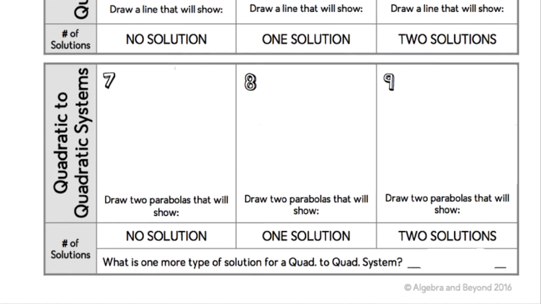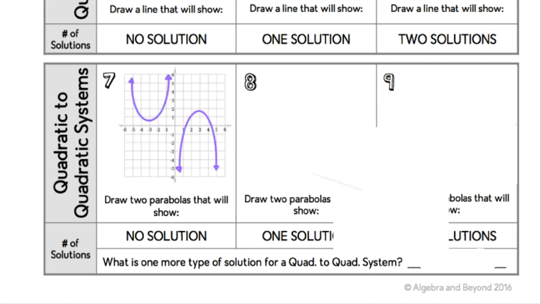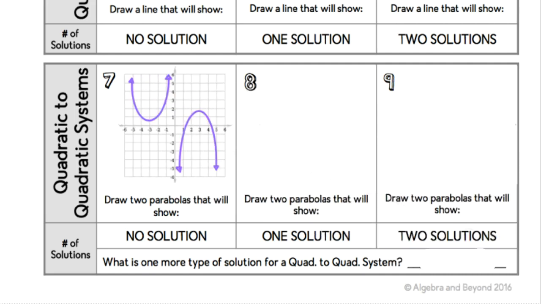For Algebra 2, our last set of systems that we're going to solve are quadratic to quadratic. This is where we have two quadratic equations and we're trying to see where they intersect. Two quadratics would be two parabolas on the same graph. If we want them to have no solution, that means they have to never intersect. So we need to draw those two parabolas in a way that they will never cross. In order for that to happen, one has to be facing up and one has to be facing downward.